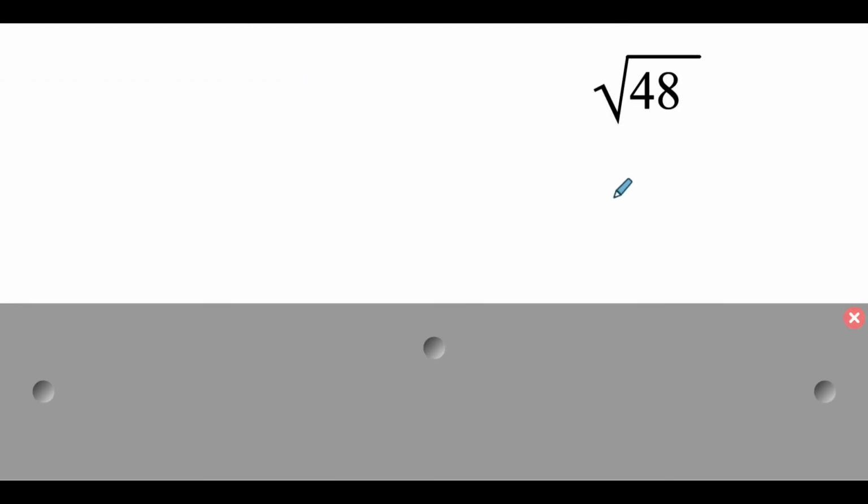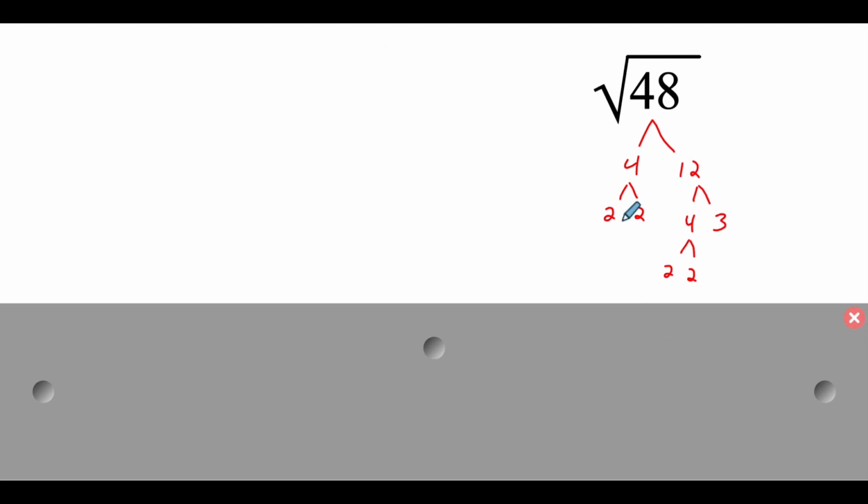For our next one, we're going to look at the square root of 48. So again, we're looking to break this down using multiplication. So we could do 4 times 12. 4 breaks down into 2 times 2. 12 breaks down into 4 times 3. And this 4 breaks down into 2 times 2. This 3 does not break down any further.